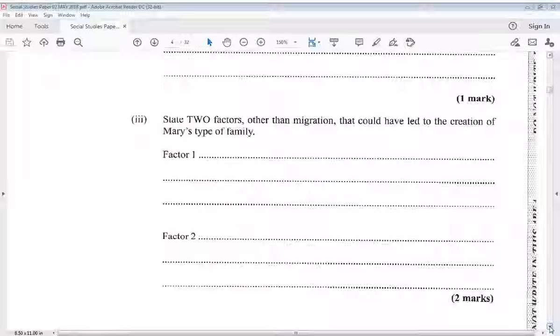So factor one, death, could be a possible reason why it led to a sibling household or sibling family. Factor number two, divorce. Also, another factor could be abandonment by parents. So, three factors: death, divorce, and abandonment. You would have needed to select just two to get your 2 marks for that question.